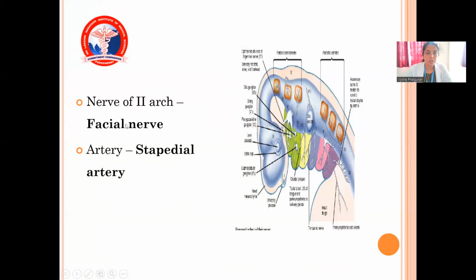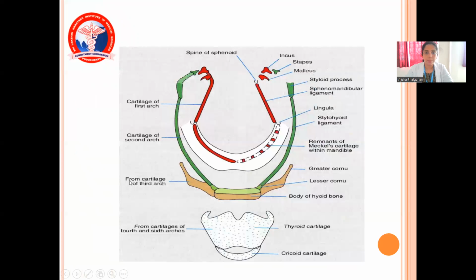The nerve of the second arch is the facial nerve. Hence, all the muscles derived from this arch will be supplied by the facial nerve. The artery is the stapedial artery. See here, the styloid process. All the structures colored in green are derived from your second pharyngeal arch. You have the stapes, styloid process, stylohyoid ligament, lesser cornu, and the upper half of the body of the hyoid.